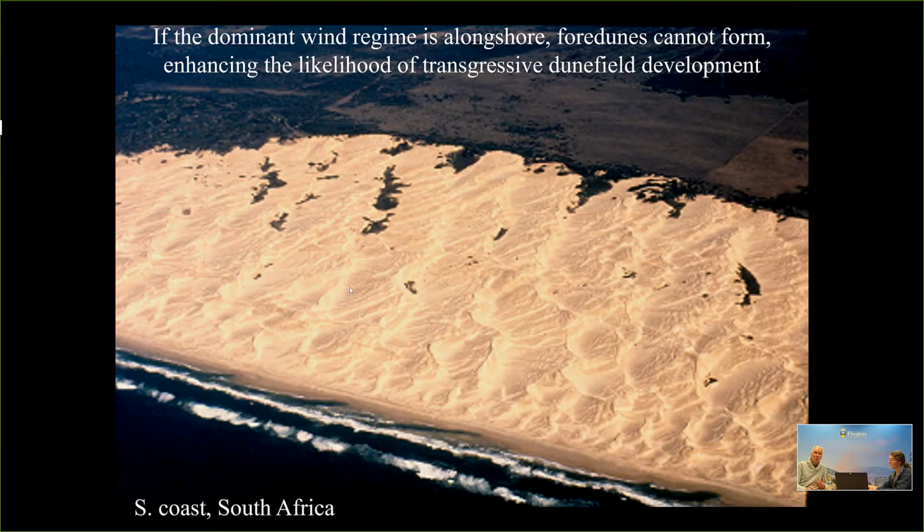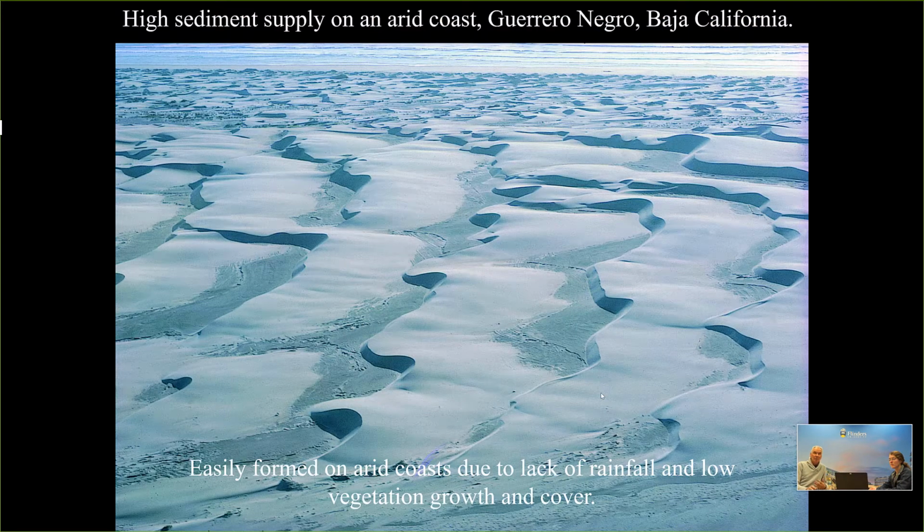And of course, if the dominant wind regime is basically alongshore, then there's very little opportunity for a foredune or a vegetated ridge to grow along here, because as the dunes are migrating alongshore, they're going to swamp it and destroy it. And particularly if you're on arid coasts, then it's very easy to get transgressive dunefields because of high sediment supply in an area with low rainfall, low vegetation cover. Very easy to make a transgressive dunefield.